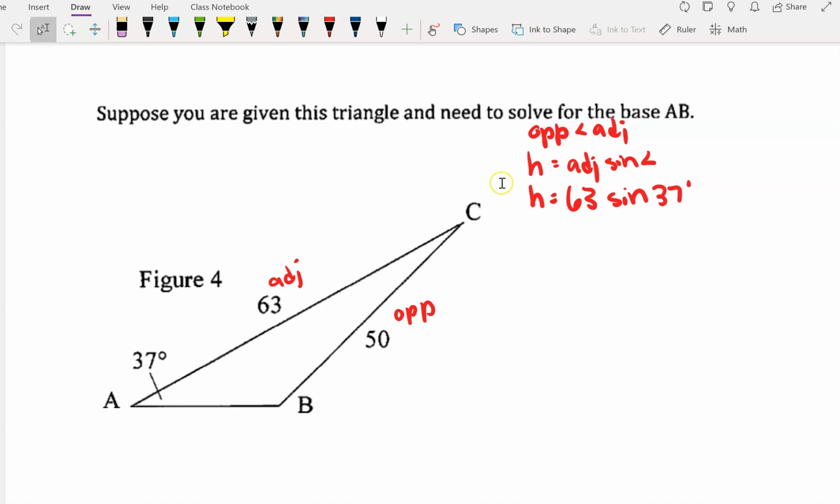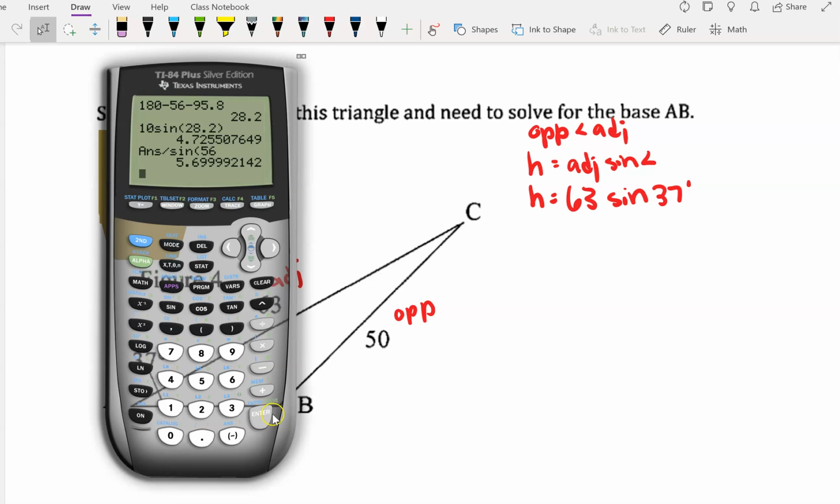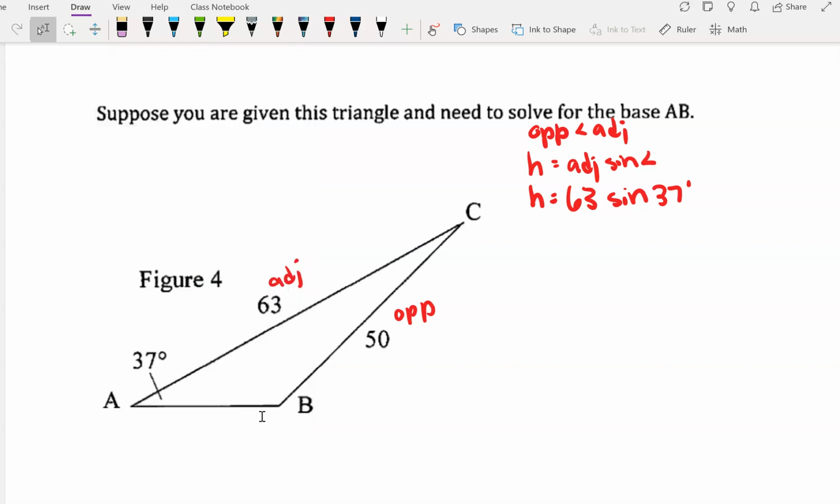Put that into my calculator. So 63 sine 37. And I got 37.8, about 30, or sorry, 37.9. We'll call that about 38 is the height, and the height would be drawn like this down to the opposite base, and that's going to be about 38.